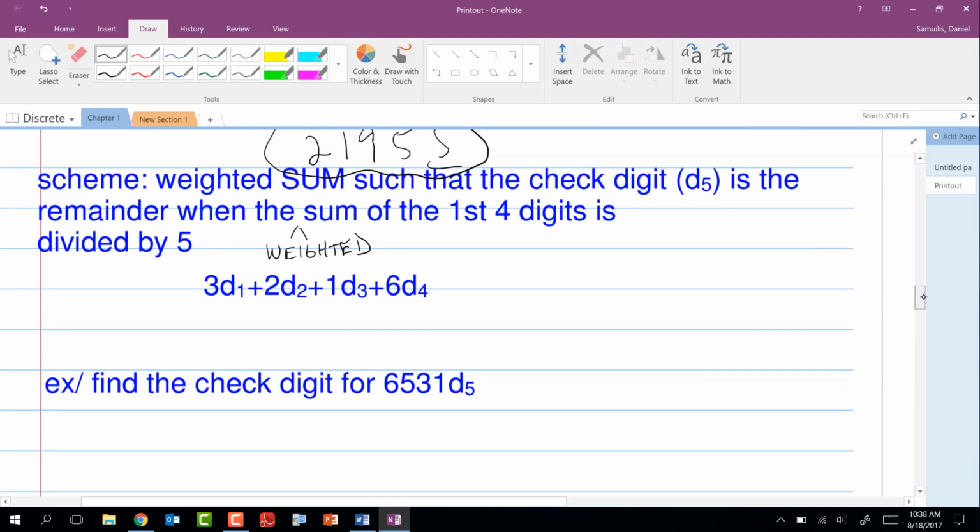Okay, here's the next one. New scheme, new company, different weights. You can see 3, 2, 1, 6, just for giggles. But also it's a different scheme where the remainder, when the weighted sum of the first 4 digits is divided by 5, is actually the check digit.